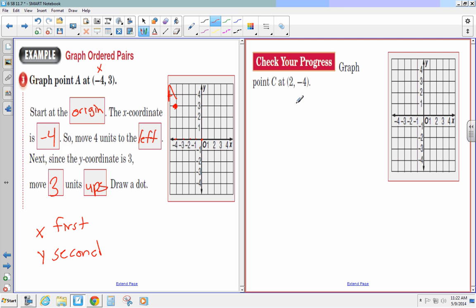Check your progress. Let's do it now here. Same thing. X is first. Start at the origin. X is 2, so 1, 2 to the right. Y is -4. So negative means down. 1, 2, 3, 4. So point C is at (2, -4).